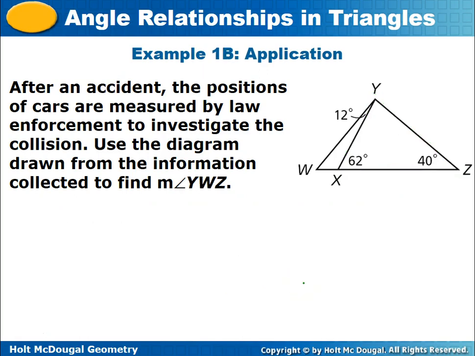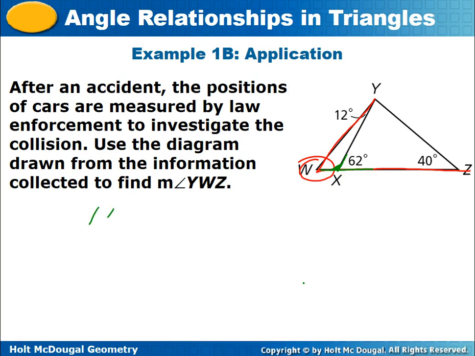So the next one says that we're now trying to find angle YWZ. So we're looking for this angle down here. And hopefully you guys can see in this drawing that these two angles right here form a linear pair. So we're going to use that to find the measure of this angle right here. We're going to find this one first, and then we're going to use that along with the 12-degree angle to find the measure of W.